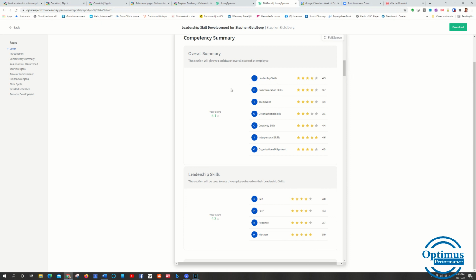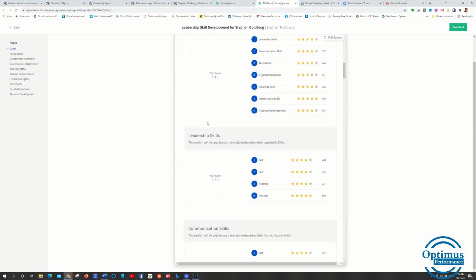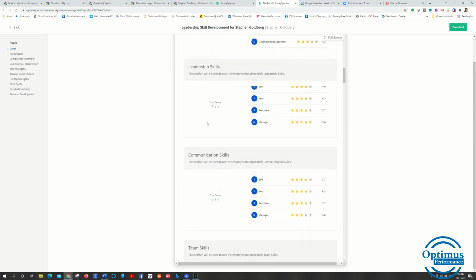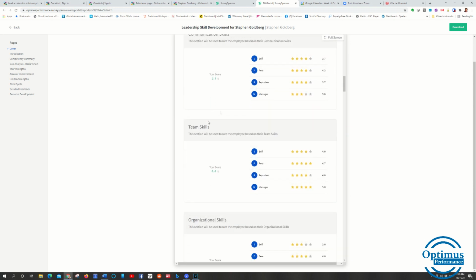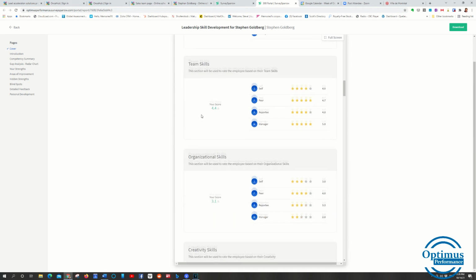So leadership skills, I scored 4.3 out of 5. The communication, 3.7 out of 5, a little low. The lowest was organizational skills, 3.1. That's something I need to work on that I already knew. So there you have it for each section, the summary.